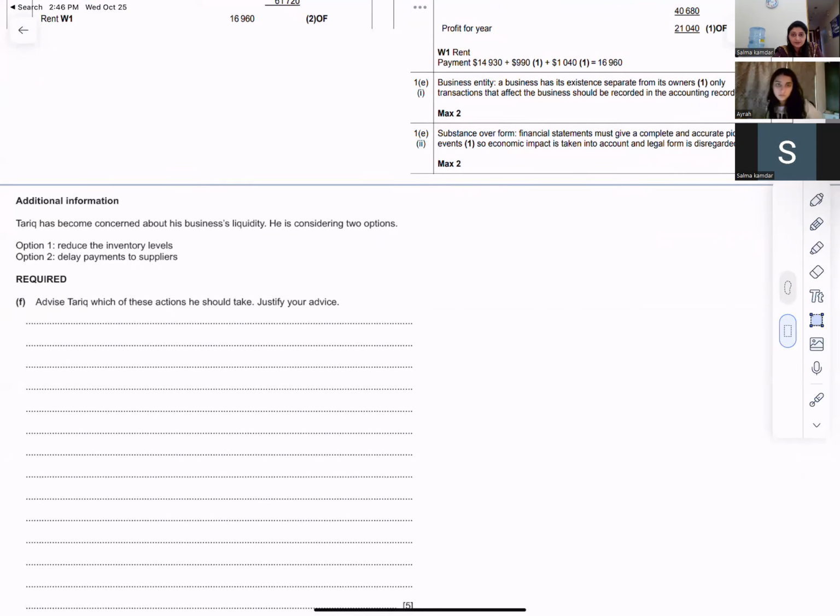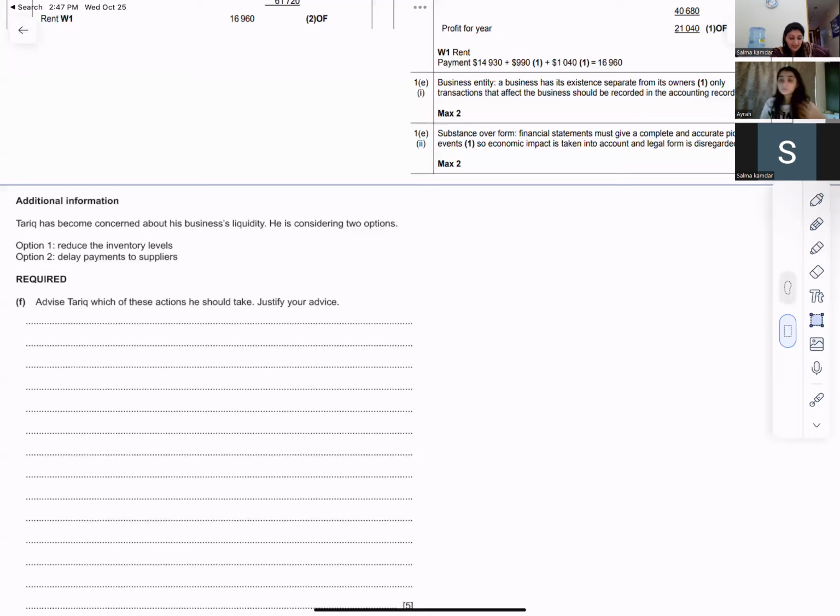Can you read that? Tariq has become concerned about his business liquidity. He is considering two options. Option one, reduce inventory levels. Option two, delay payments to suppliers. Advise Tariq which of these actions he should take. Justify your advice. Tell me what does this mean? So you're going to give advantages of the first one, then disadvantages, then the same for the second one. He's concerned about liquidity.